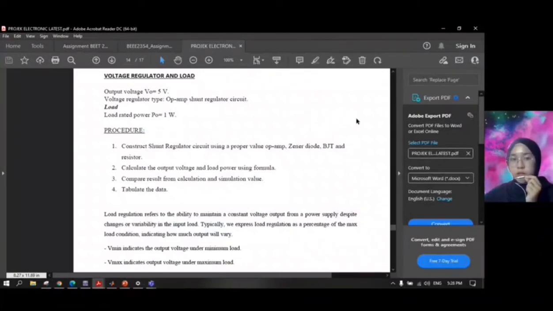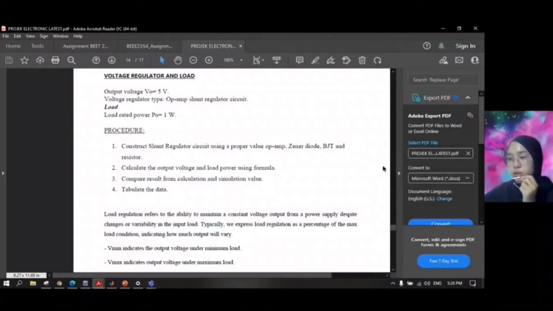So now for my part, I want to explain about voltage regulator and load. From the question given, the required output voltage is 5 volt. For the voltage regulator type, we are using an operational amplifier shunt regulator circuit, and the value of load power is 1 watt. Okay, before we start, we need to know what an operational amplifier shunt regulator circuit is.